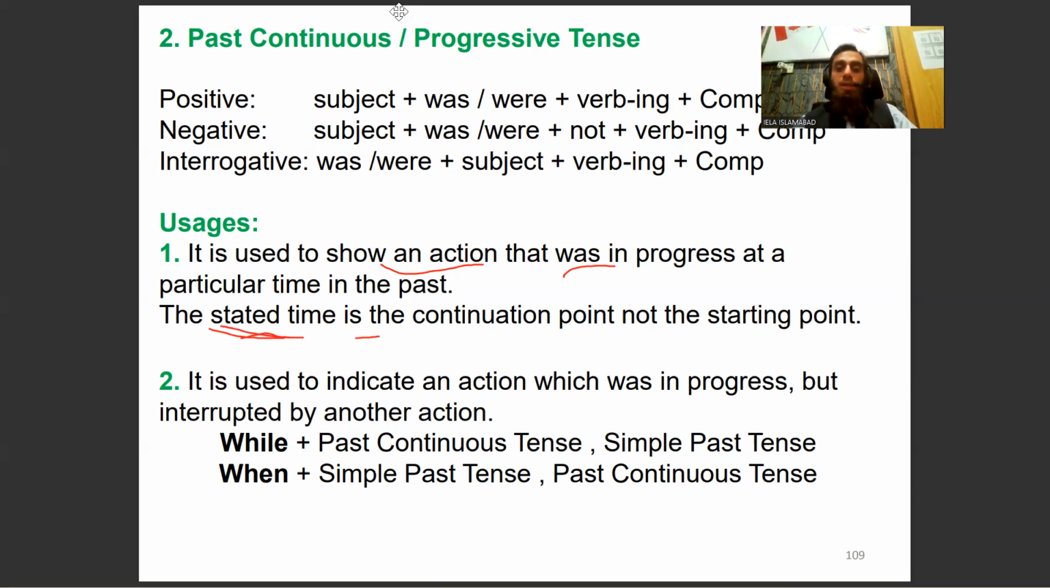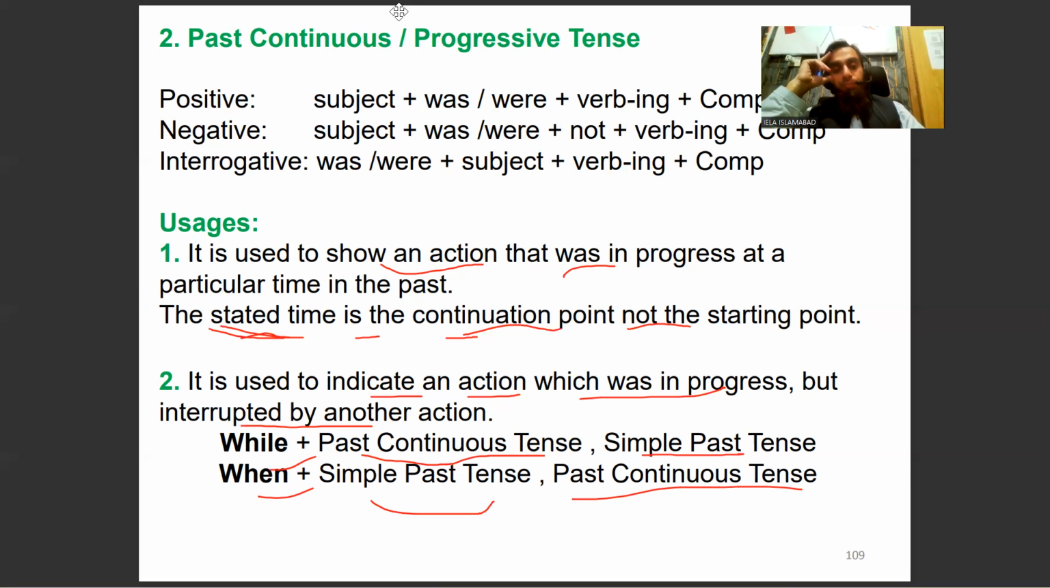The stated point is the continuation point, not the starting point. Like the point about which we discussed, it has already taken place. In the past, it was in a continuous form, but in the past, not right now. It is used to indicate an action which was in progress, interrupted by another action. How? While plus past continuous tense plus simple past tense. When plus simple past tense plus past continuous tense, right?